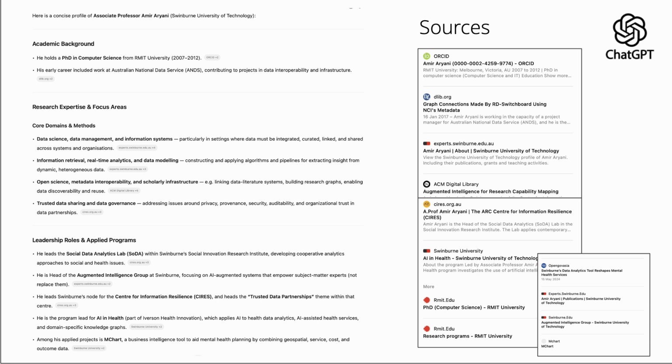So you have ingested data from ORCID, as you see on the right. You have imported data from ACM libraries, from Swinburne pages, from even Cyrus, which is one of the projects, one of the centers, and I'm a node leader on that one, even from information from RMIT University when I did my PhD. Now, evaluating the content provided here, the academic background is correct, the expertise and research focus area is actually very accurate, and the leadership roles and applied programs are all correct.